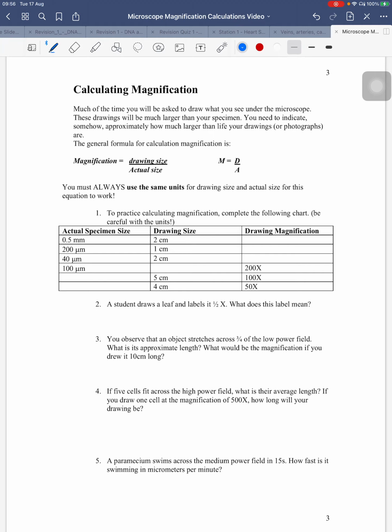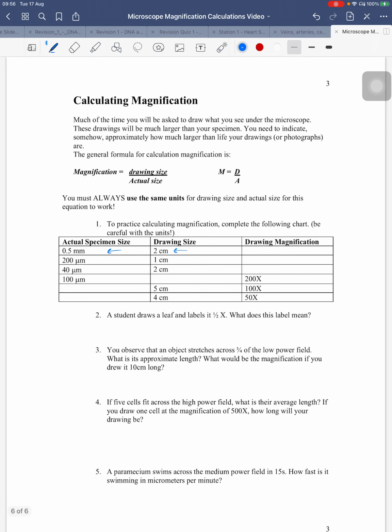So let's look at this first one as an example. We want to figure out what the magnification is. Now, here's the problem. We're in millimeters here, and we're in centimeters there. So we need to convert the one to the other. I always convert the biggest number to the smaller number.